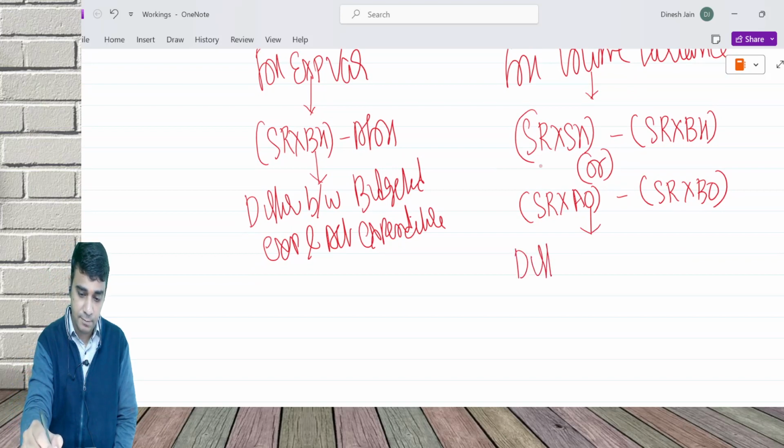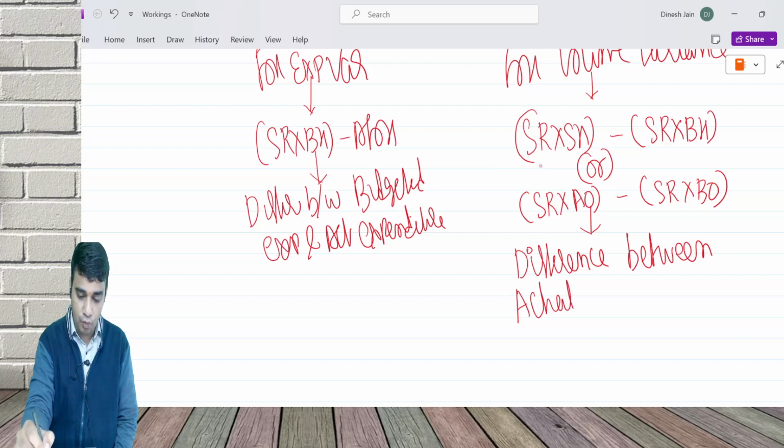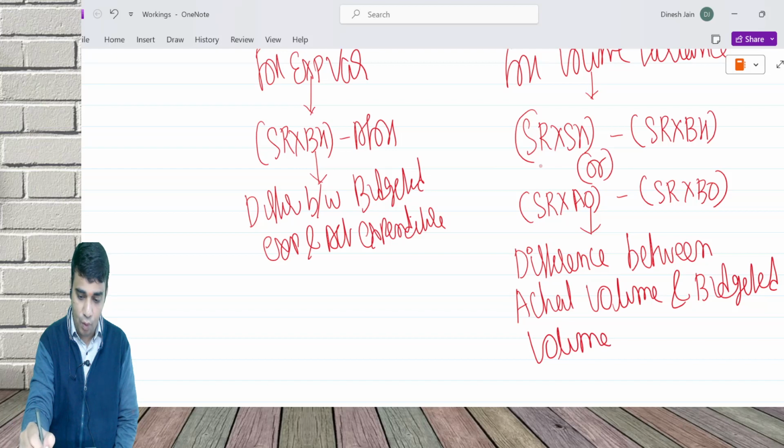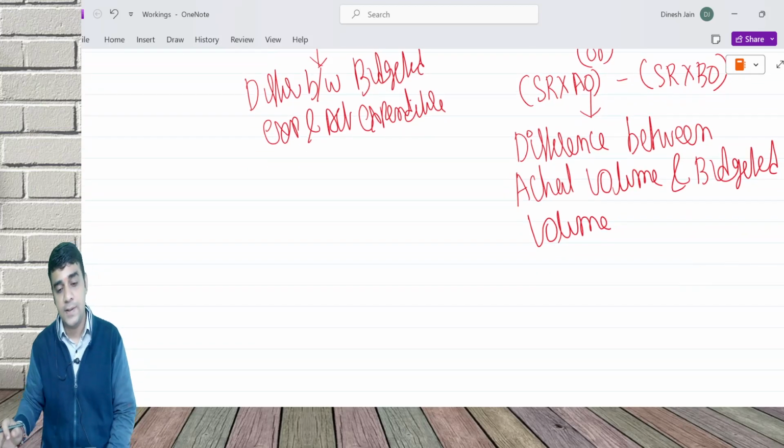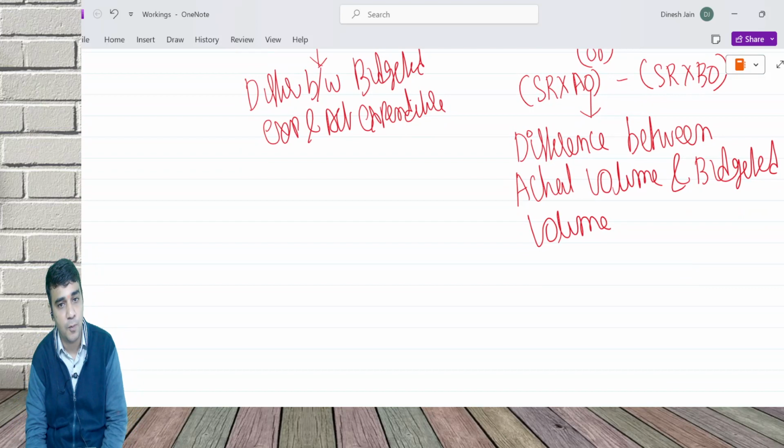So volume variance is nothing but, as an explanation for you, the difference between actual volume and budgeted volume. That gap is called volume variance. Clear? Any doubts till this?